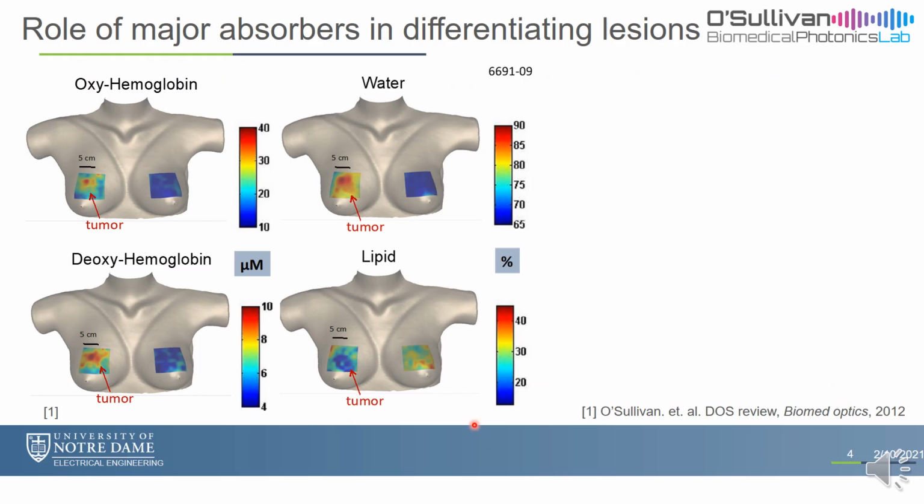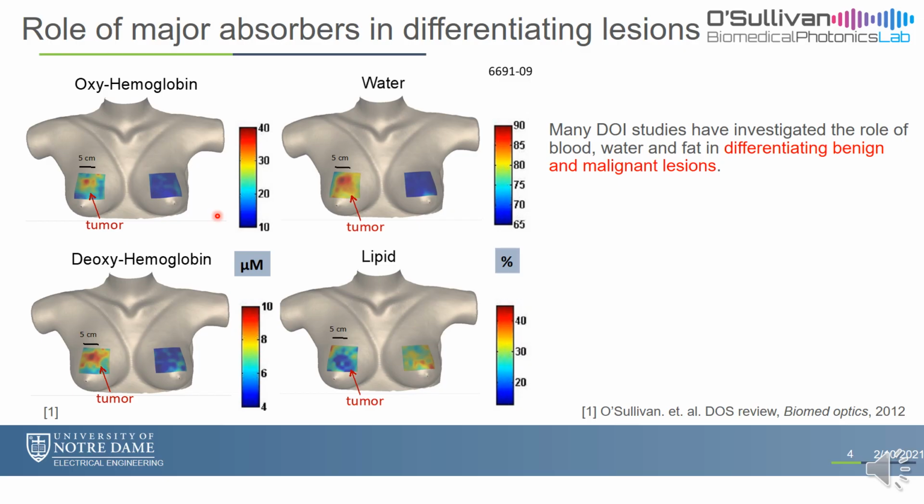Now let's take a look at the role of major tissue absorbers when it comes to differentiating benign and malignant lesions. So here we have four major tissue absorber maps overlaid on a breast mannequin, which are oxyhemoglobin, deoxyhemoglobin, water, and fat. And this mannequin over here has a tumor-containing breast and a normal breast.